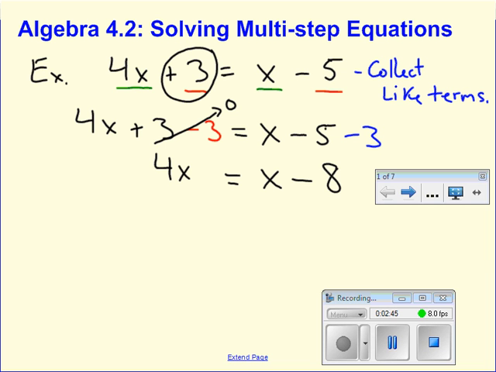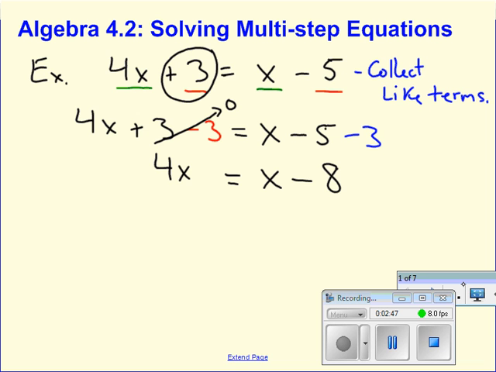Now to move the x to the other side, I'm going to have to do much the same thing. Here I have x - 8, and to get rid of x, I'm going to have to subtract x. And over on the other side, I'm going to have to do the same. So I have negative x plus 4x. x minus x gives me 0. Negative x plus 4x gives me 3x. And that's equal to negative 8.